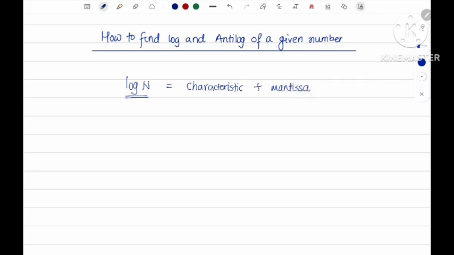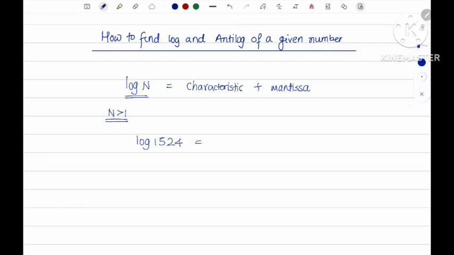To find characteristic we don't need log table, but to find mantissa we need log table. So every one of you should have a log table now. Let us find log. First let us find log of numbers greater than 1. So let us find log of 1524.